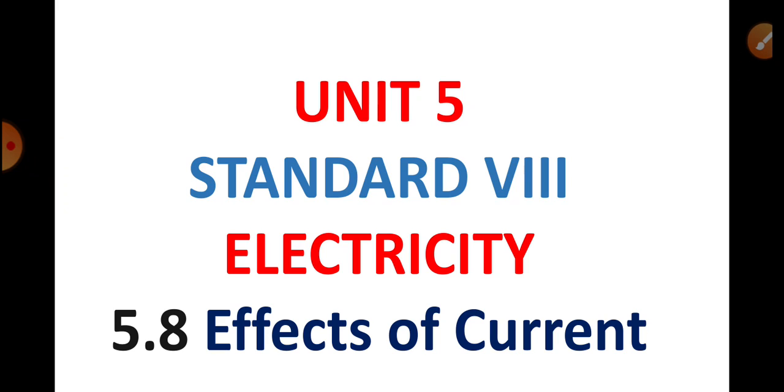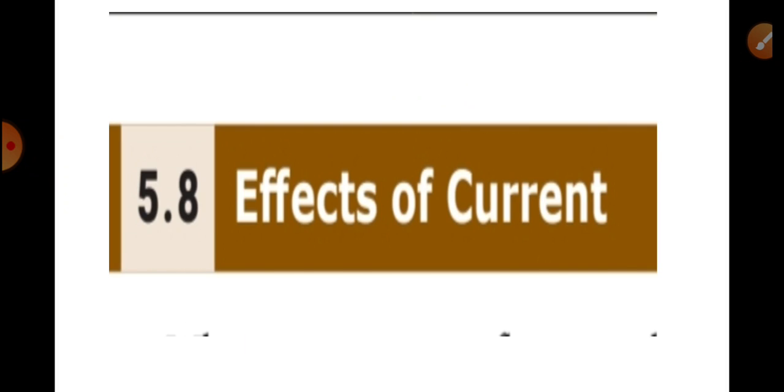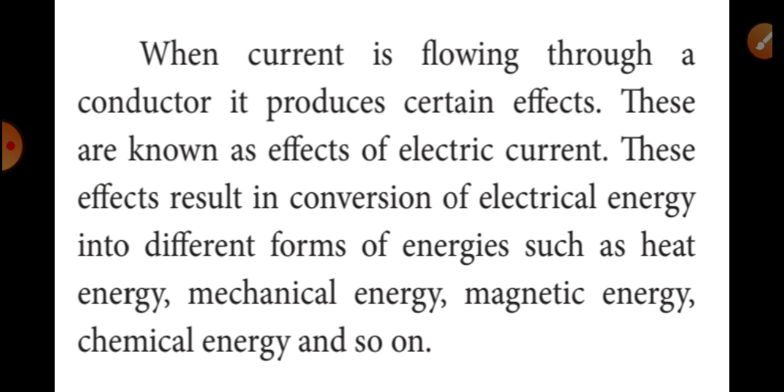In this lesson, we are going to discuss the effects of electric current. When current is flowing through a conductor, it produces certain effects. These are known as effects of electric current. These effects result in the conversion of electrical energy into different forms of energy such as heat energy, mechanical energy, magnetic energy, chemical energy, and so on.